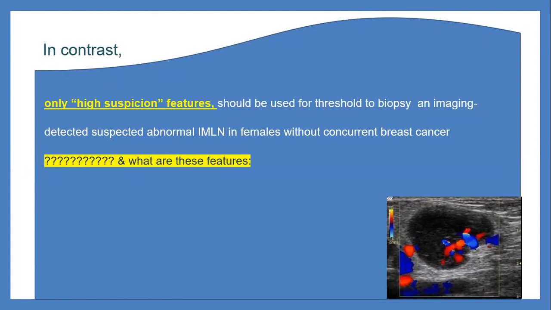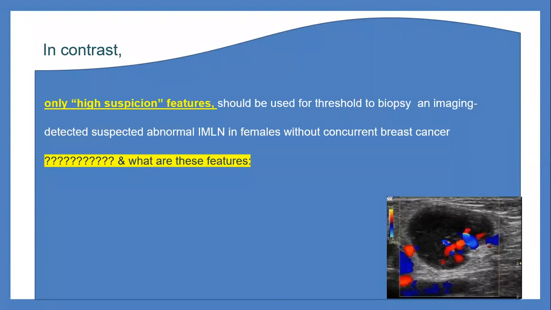Because usually the reactive lymph node is very common. And benign causes of enlarged lymph node are very common. So it will lead to unnecessary biopsy. What are the features I have to consider to avoid unnecessary biopsy?